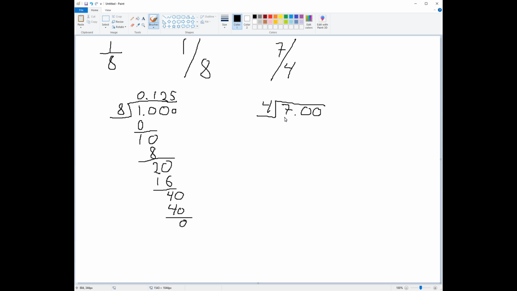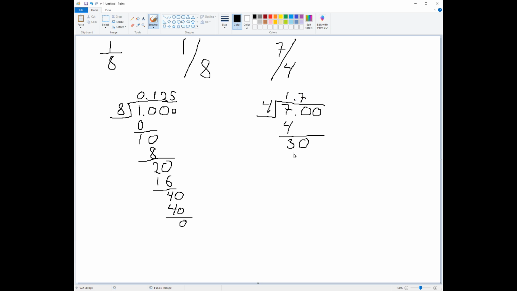And because 7 is bigger than 4, this is going to be a result that is bigger than 0 point something. So if you have 7, how many times can you take 4? 1. Let's remember the dot. 1 times 4 is 4. 7 minus 4 is 3. Then we take the 0 down. So now it's 30. If you have 30, how many times can you take 4? That would be 7 times.